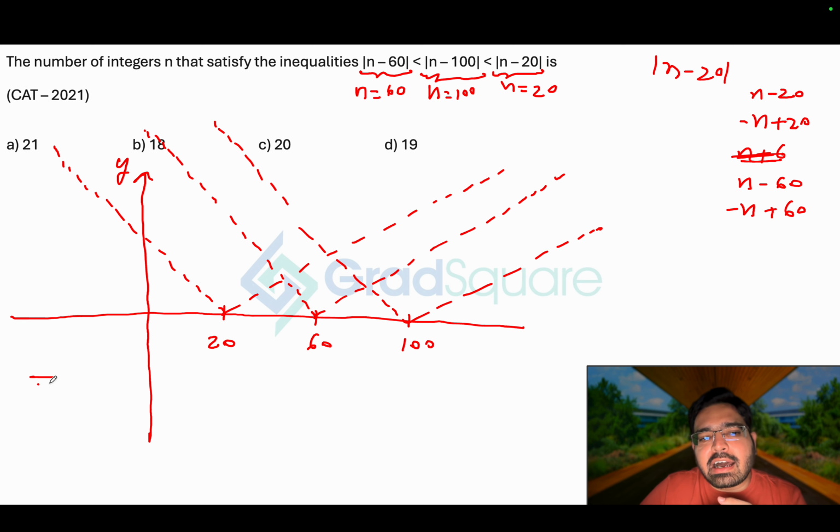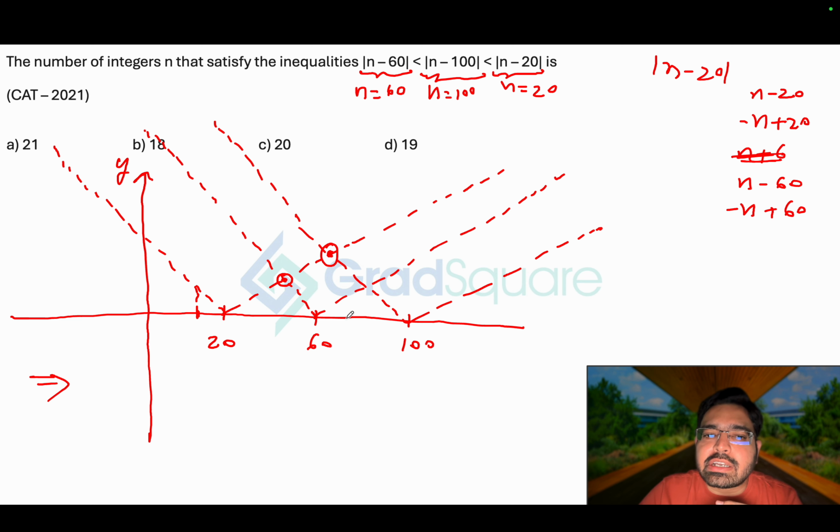Let's approach the graph from this direction. Before this particular point, let me say that I'm looking at this particular point. Modulus of n minus 20 is the lowest in this entire region. So that is not something that I'm looking forward to. In fact, modulus of n minus 20 remains the lowest up until this point, right? But if you just go ahead of this particular point, you will realize what? Modulus of n minus 20 has become greater than modulus of n minus 60. That's correct. But it is still lower than modulus of n minus 100. I wanted it to be the highest. So where is it going to be highest? Look at this particular intersection point.